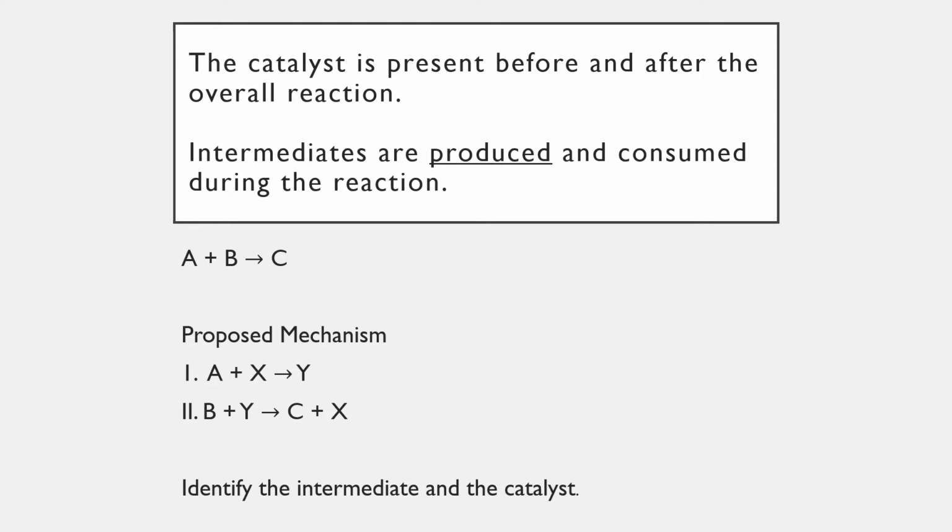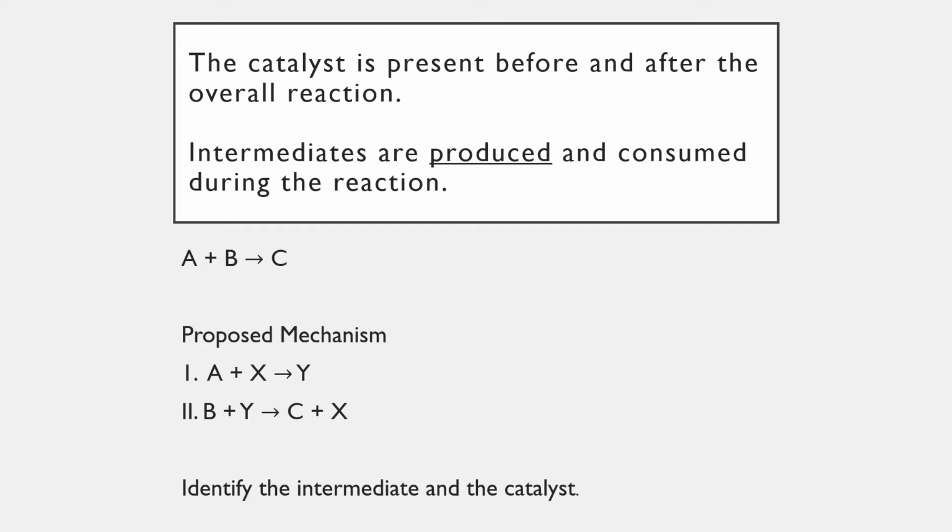lower elementary reaction. So in this example, we just have A's and B's. The overall reaction is A plus B gives us C. The proposed mechanism is as such. Let's identify the intermediate and the catalyst.